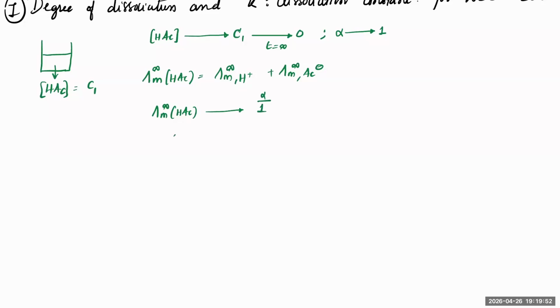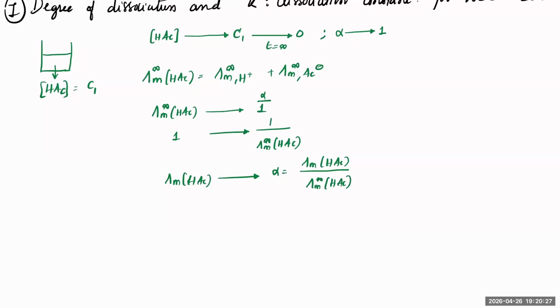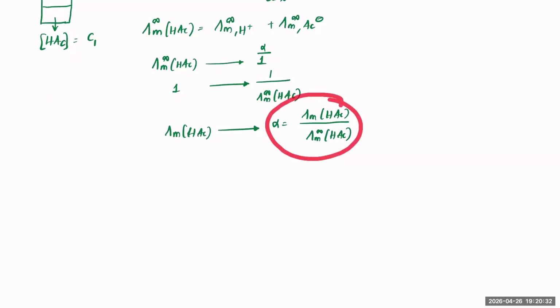So if the lambda m value is 1, then what will be the value of alpha? That will be equal to 1 by lambda m infinity of HAC, isn't it? This is for 1 unit change of alpha. So what if you have lambda m of HAC? That means when you have some conductance lambda m, then alpha will be equal to lambda m of HAC divided by lambda m infinity of HAC. So alpha is equal to lambda m by lambda m infinity.